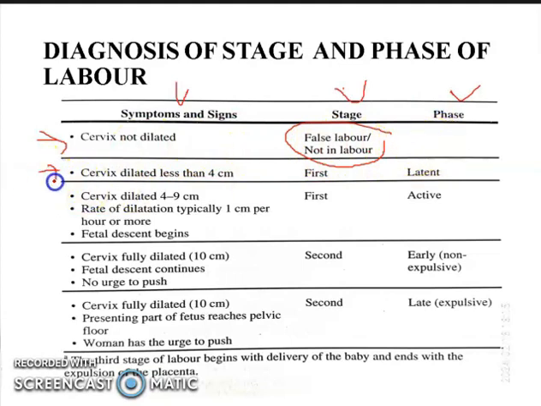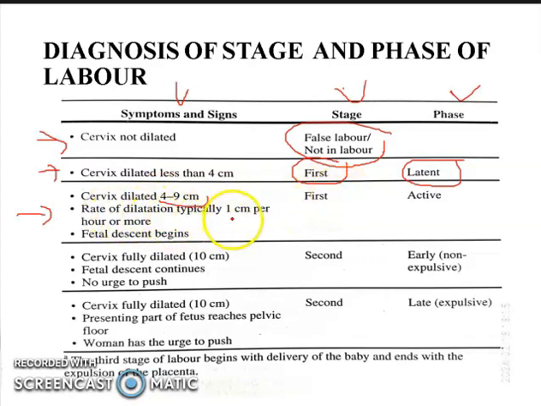The second column, we have cervix dilated less than 4 centimeters. I want you to take note of this, less than 4 centimeters. This is the first stage of labor and it's in latent phase. Okay. The third column, we have the cervix dilated from 4 to 9 centimeters.